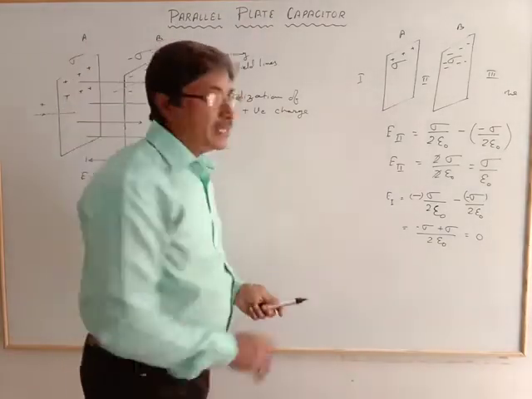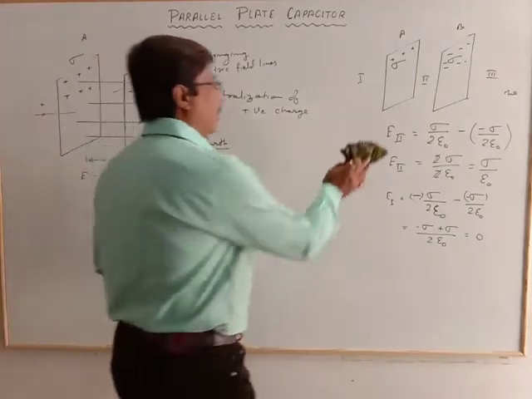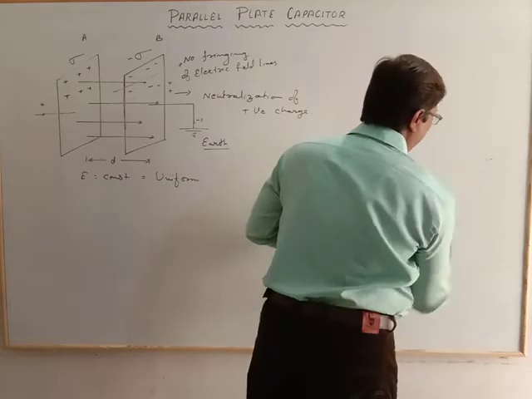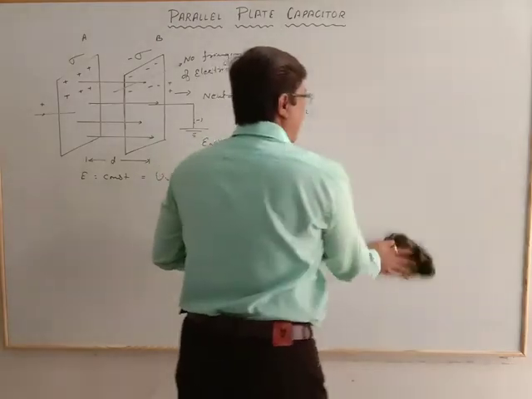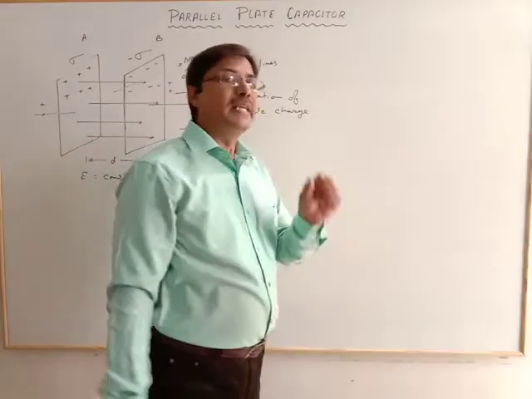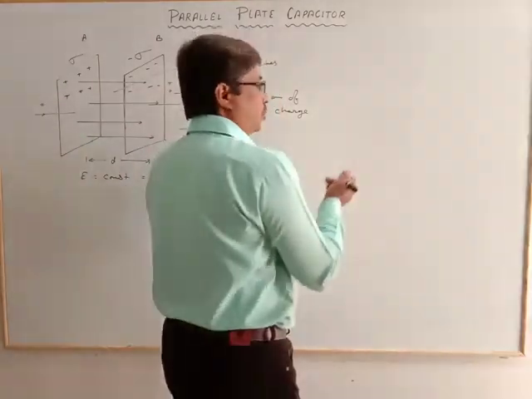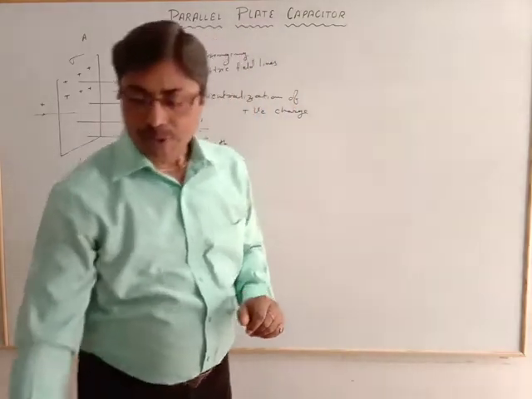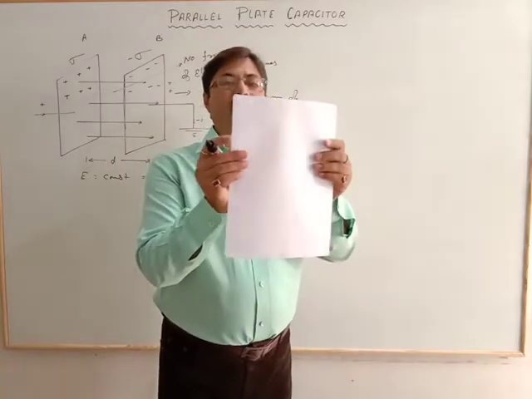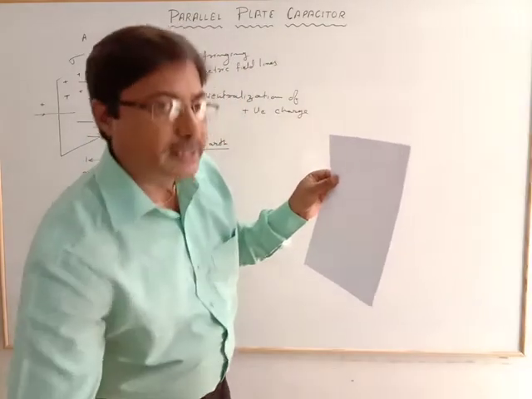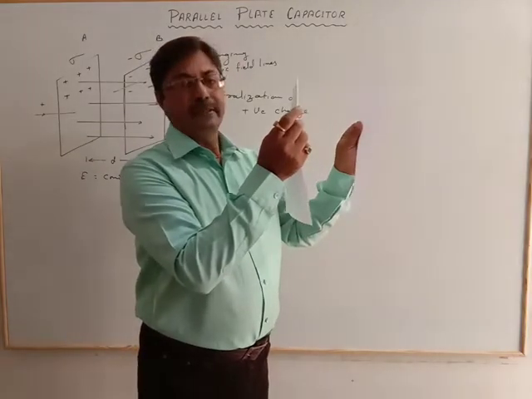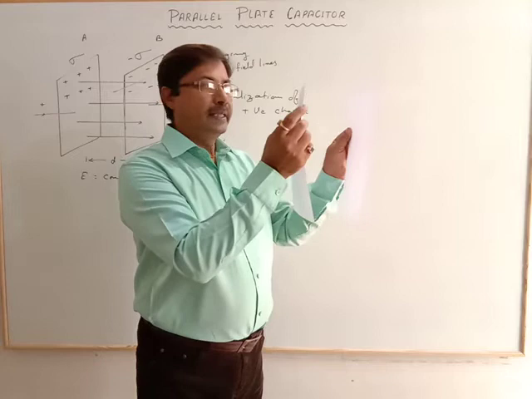Now we see the arrangement of the parallel plate. I told you that for the parallel plate, the area of the plates is very large as compared to the distance between the plates. Suppose I take one example: it is the plate, and here we consider plate 1 and plate 2 like this. So in that case, this is the parallel plate.